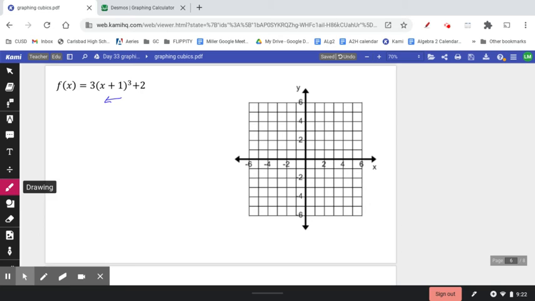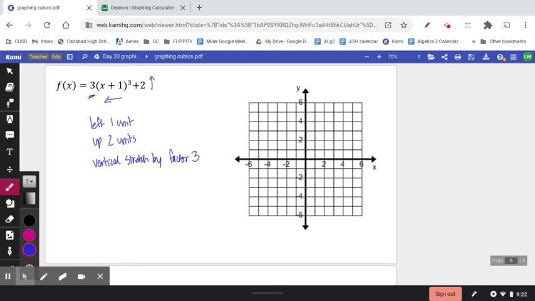X plus 1 is left 1 unit, up 2 units, and then this value of 3 is a vertical stretch by a factor of 3. So first thing we're going to do is plot that turning point. Left 1, up 2. So right there, that's where it's going to turn. Now, instead of being 1, 1, it's now being stretched by 3 times.